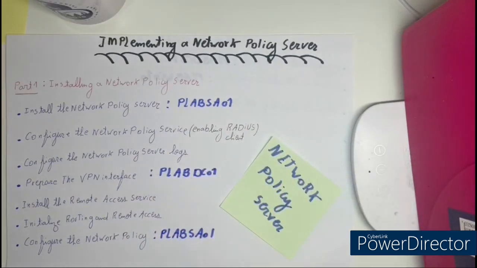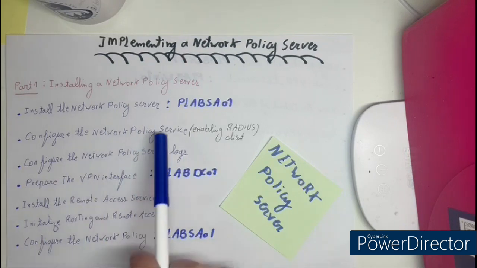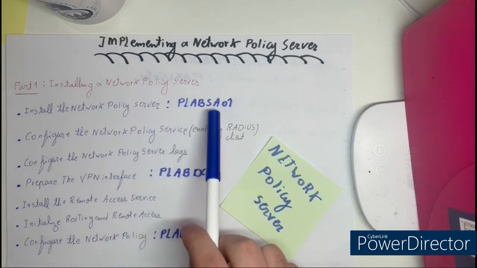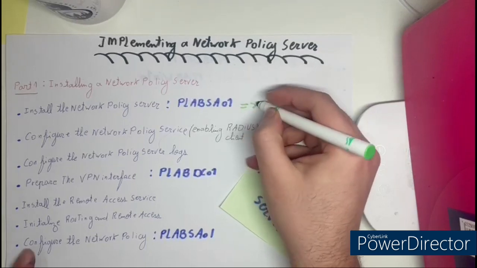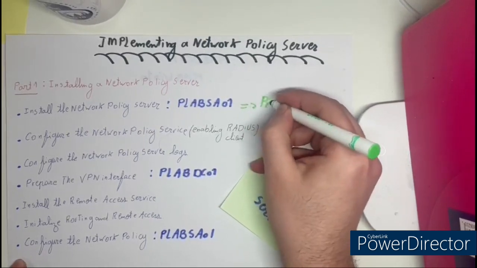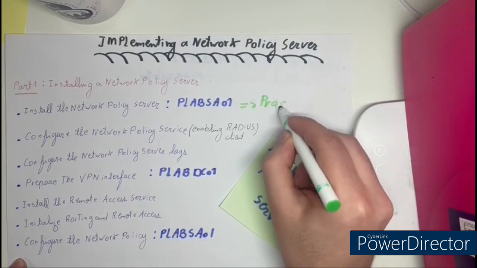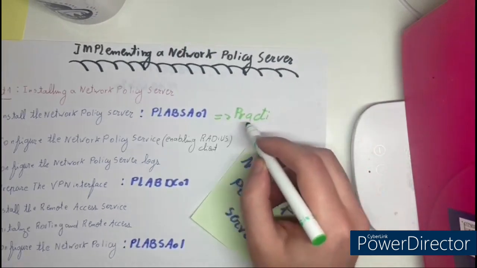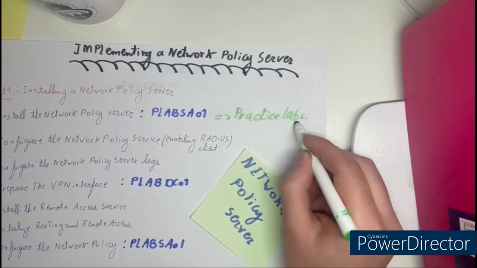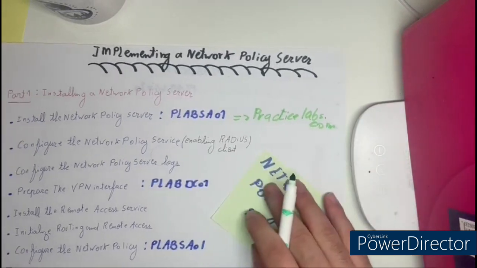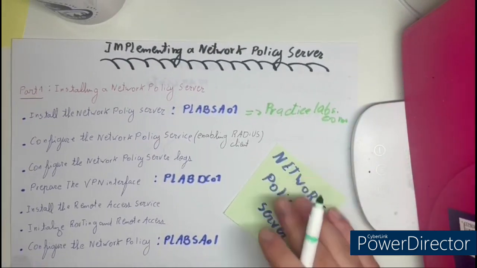So the first step is going to be installing Network Policy Server. In this stage, we will use the PLAB SA01 server as the NPS server in the practicelabs.com domain. I forgot to mention that. It's going to be, to be on the safe side, practicelabs.com.